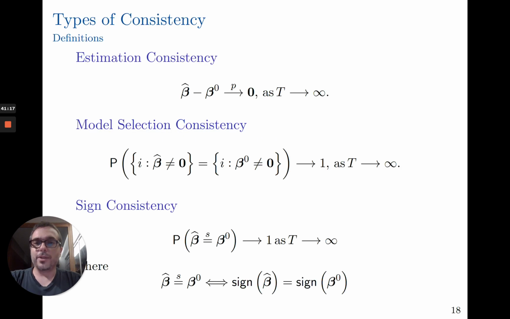So to wrap up, let's look into model selection consistency. Now we know what estimation consistency is; what we want is to get beta hat equal to beta naught.